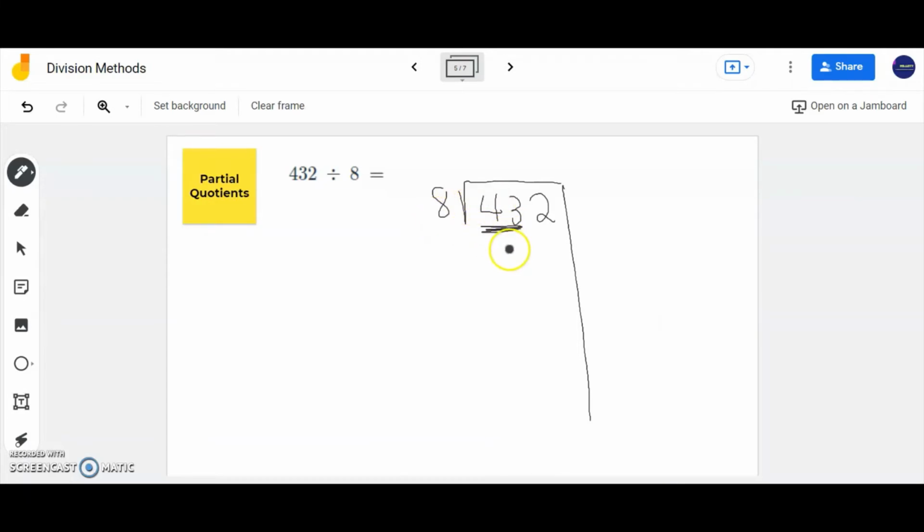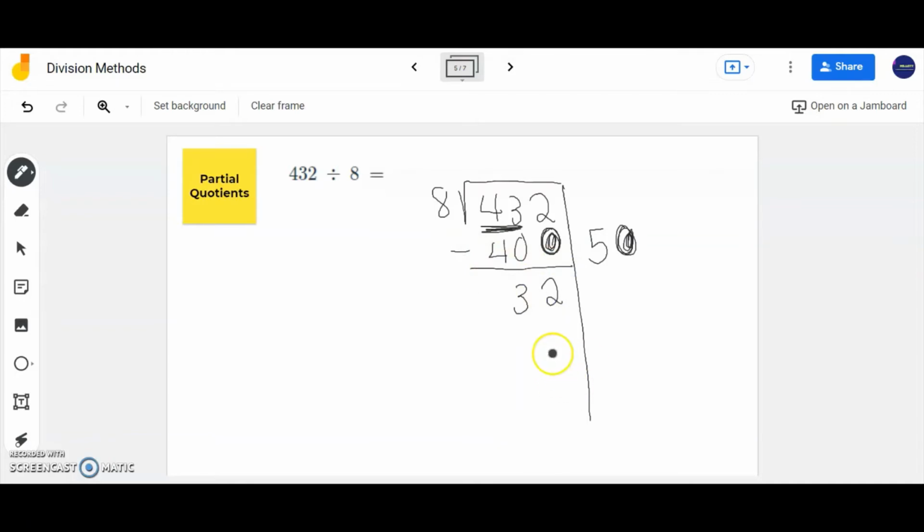8 times what number gets me closer exactly to 43? Well, 8 times 5. Now, instead of writing my 5 on top here, my tens place, we're going to write it on the side. So 8 times 5 is 40. And now we're going to fill in the space here with our 0 and another 0. And notice 8 times 50 is 400. Now I'm going to subtract, and I'm left with 32.